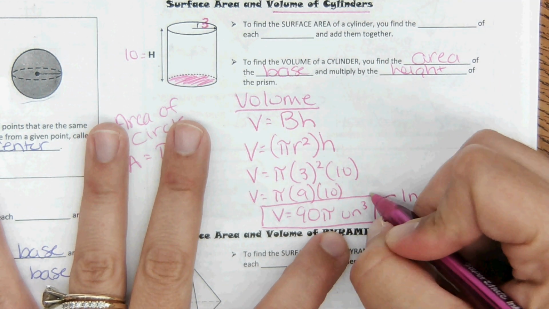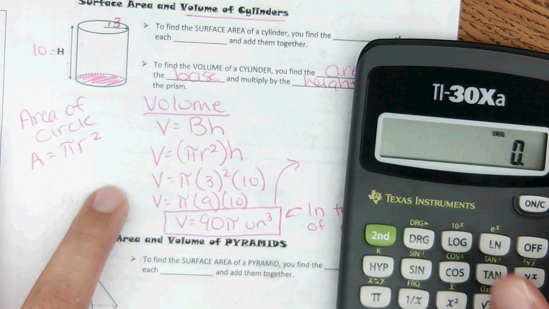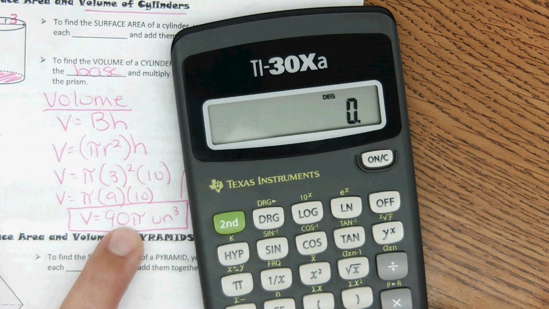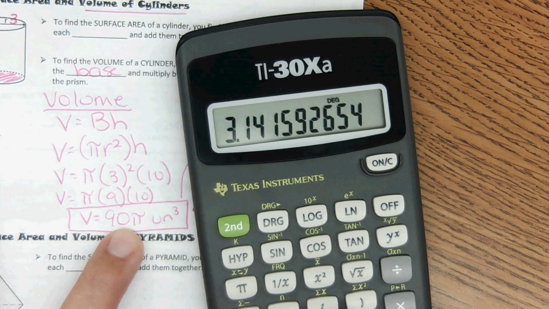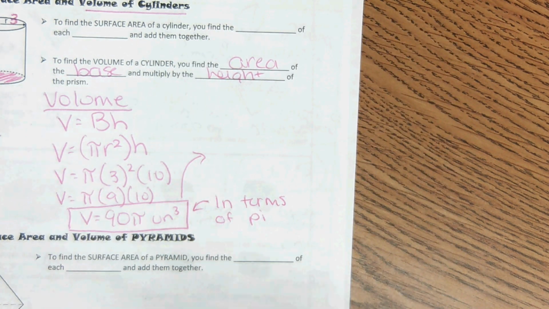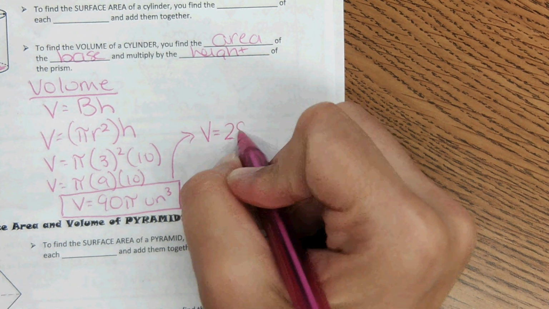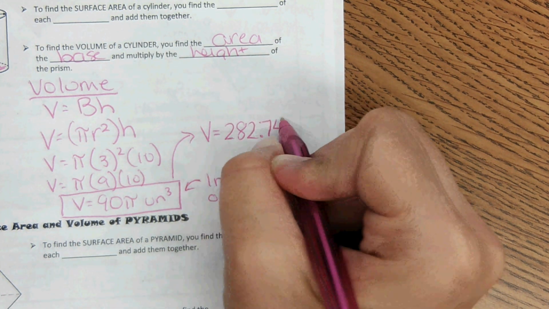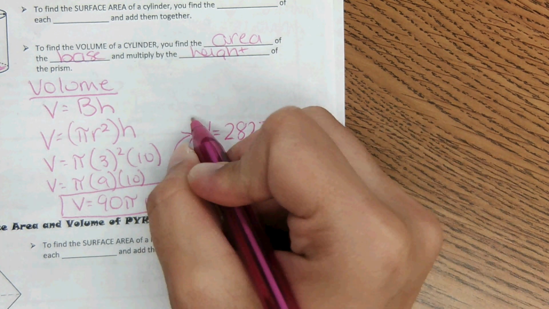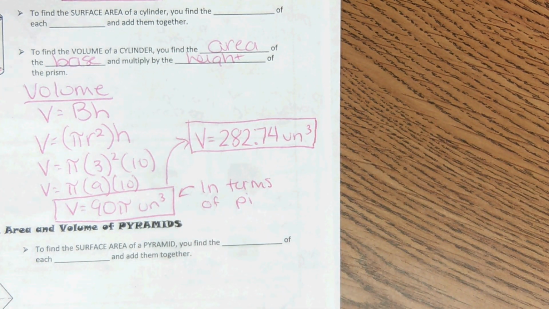If all the answers are in decimals, then what you have to do is, in the calculator, just do 90 times pi, and you get the answer, and then you'll have to round it to whatever decimal places they want you to. In this case, we'll just do 2 decimal places, units cubed. So both of these are correct answers. It just depends on what's in the multiple choice or how they're asking for the answer.